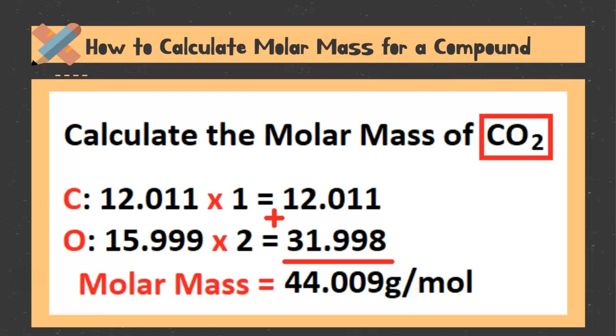When we multiply those numbers, we get 12.011 and 31.998. We add up those two numbers and we get our total, which is a molar mass of 44.009 grams per mole. And grams per mole is the unit that we use for molar mass.